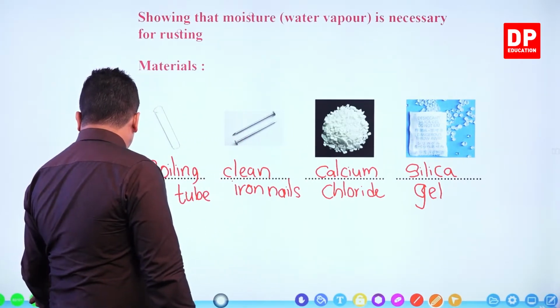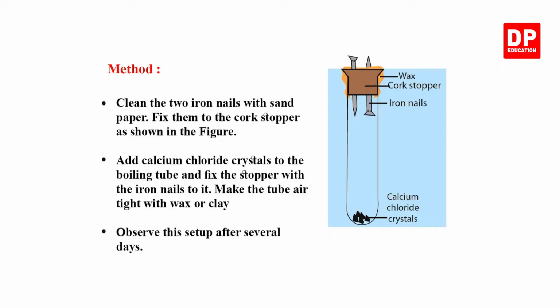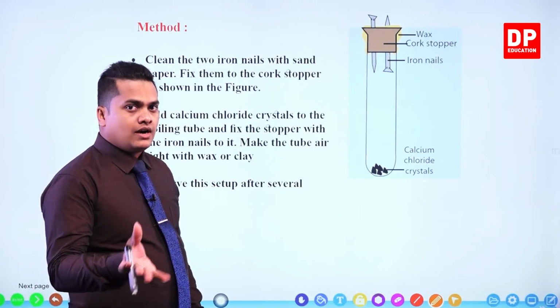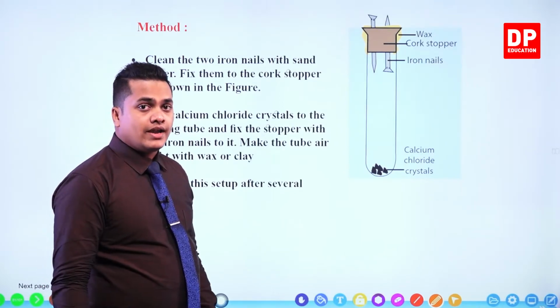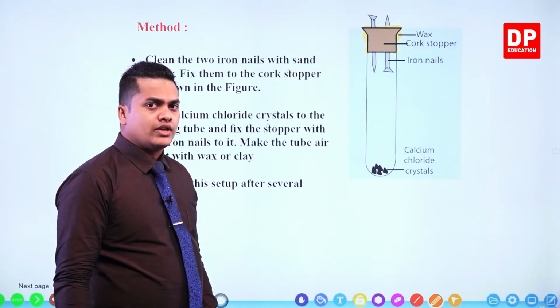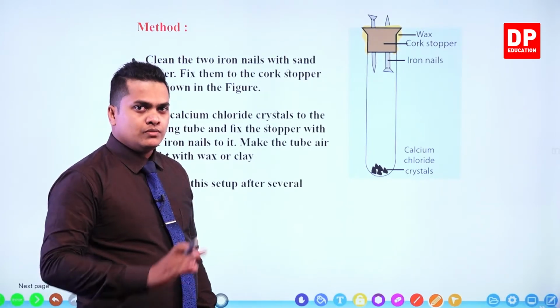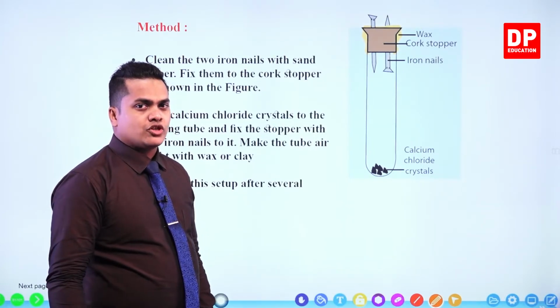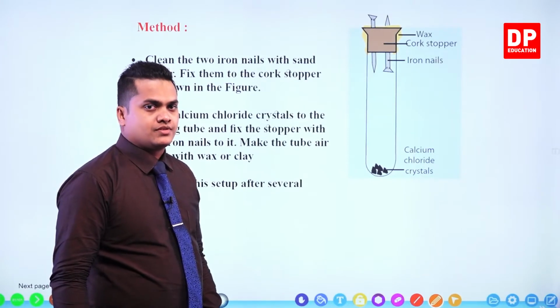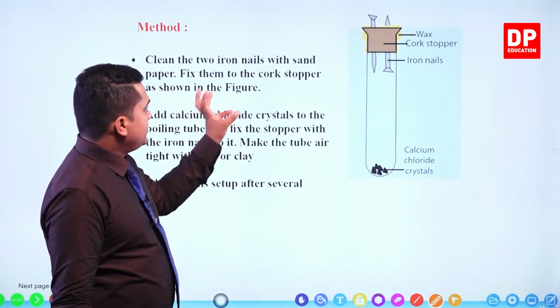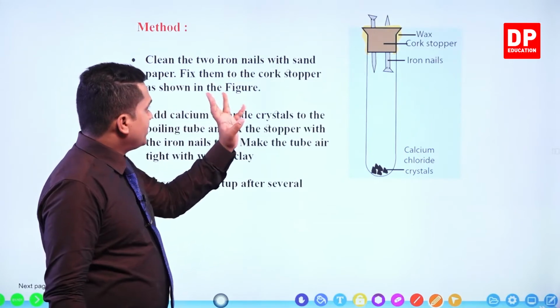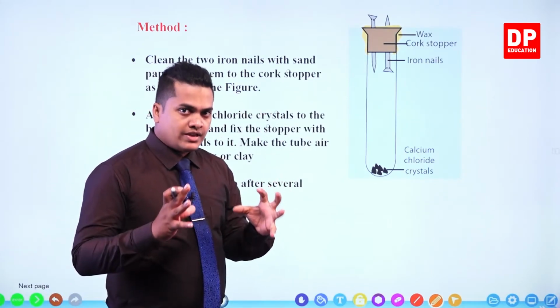So let's see the method, how to conduct the activity. This is the method. Clean the 2 iron nails with sandpaper. If you already have clean iron nails, then you don't need to clean them once again. But it is better to scratch the surface to have a good shiny surface, right? Fix them to the cork stopper as shown in the figure. So we have to get a cork stopper.